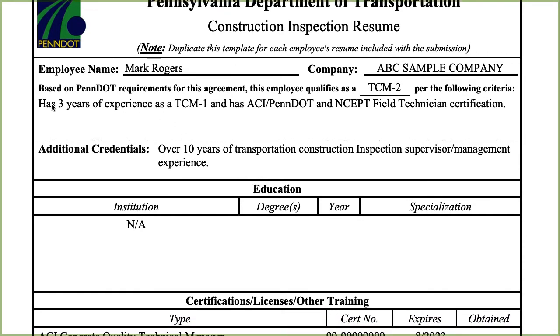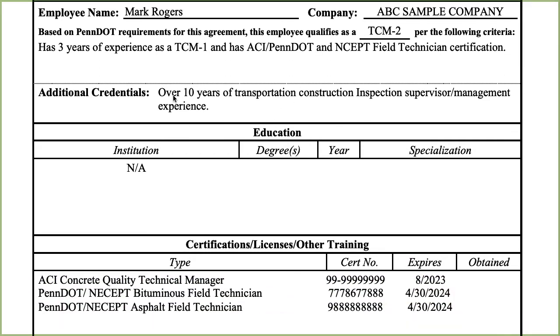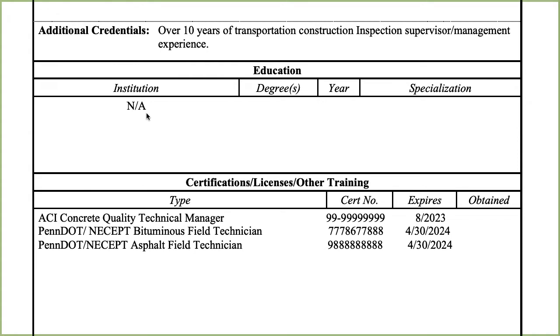Based on the PennDOT requirements for this agreement, Mark has 3 years of experience as a TCM1, and he has the ACI PennDOT certification and a NECEP field technician certification. We'll see that here. In the additional credentials section, we put over 10 years of transportation construction inspection as a supervisor/management. He didn't go to college, so we used actual field experience instead of college experience. But if he does have a civil engineering degree, or a high school or college education that you're going to be using toward the actual experience, then you're going to want to list that there.